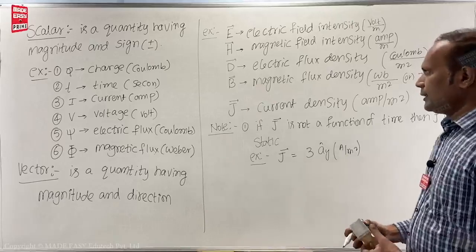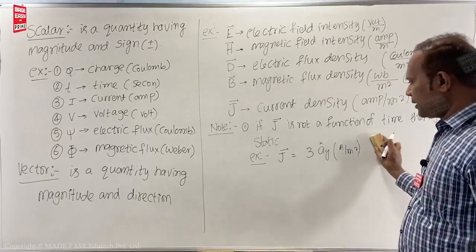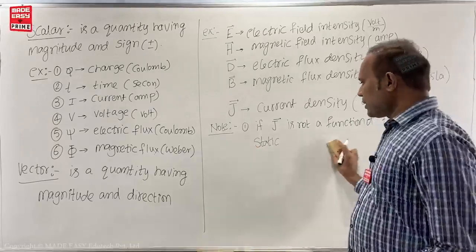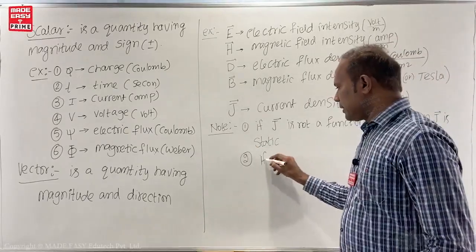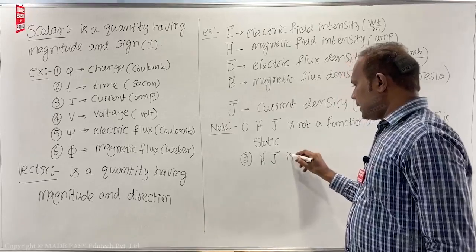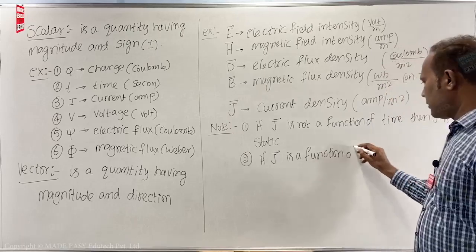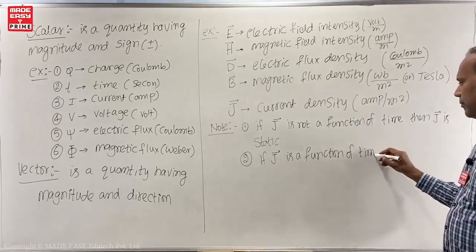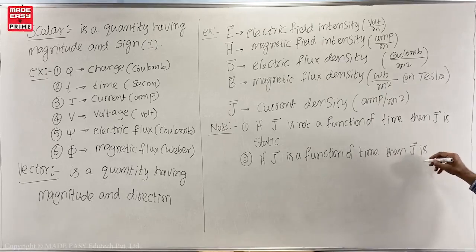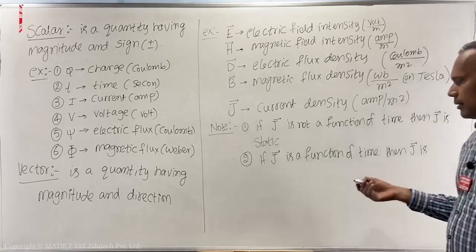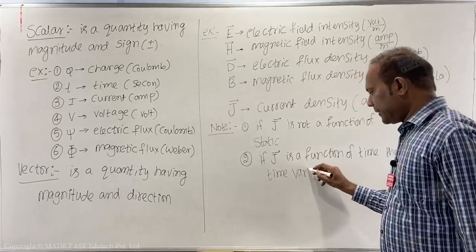Okay. Otherwise, I will do one thing. I will write the statements, then I will give the examples and I will tell you. For example, if J bar is a function of time, then J bar is called time varying.